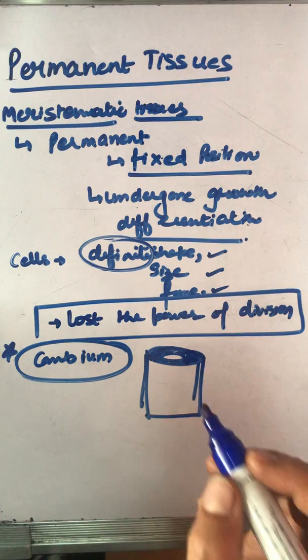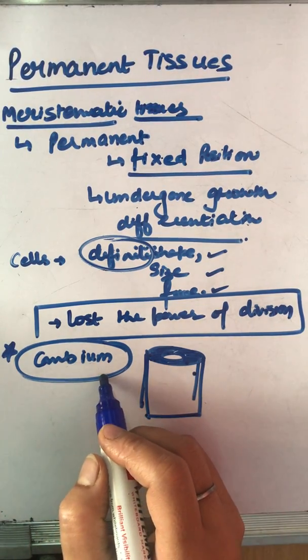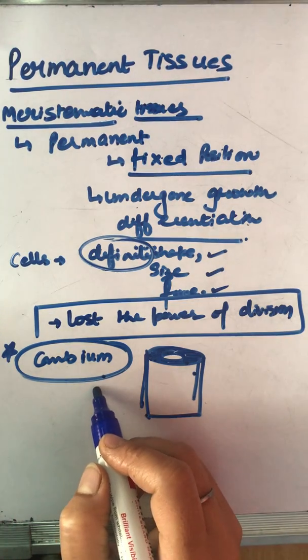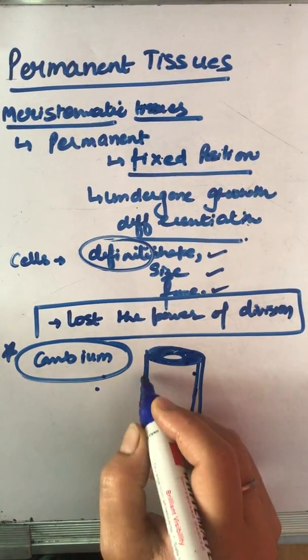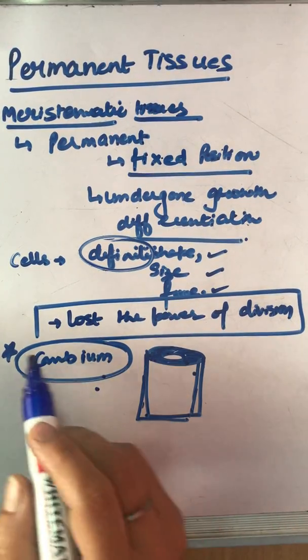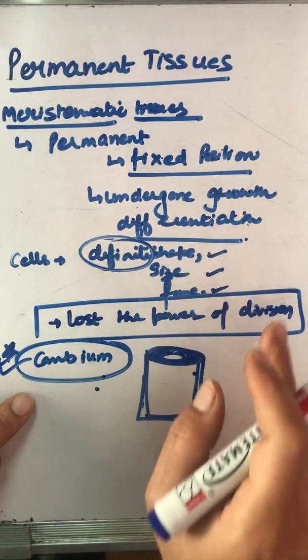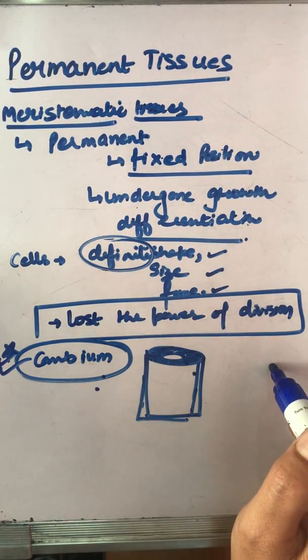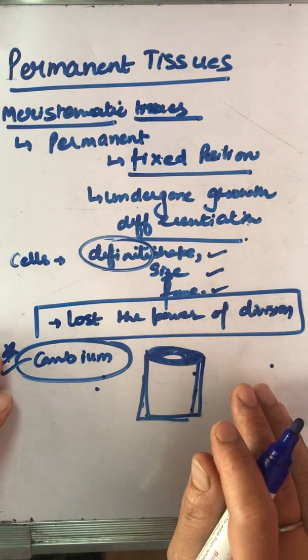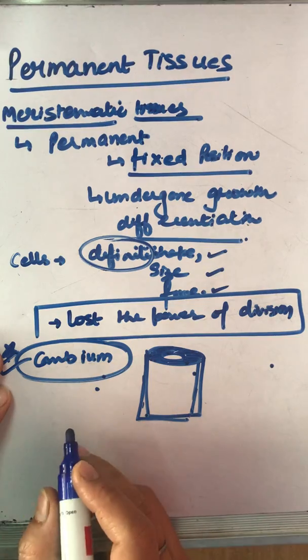That means the annual rings are formed because of the activity of these permanent tissues, and it is because of cambium. So that cambium is responsible for this secondary growth, and it only retains the power of division. Rest all the tissues, they have lost the power of division. Clear? When we are talking about the permanent tissues, let's write down the definition.